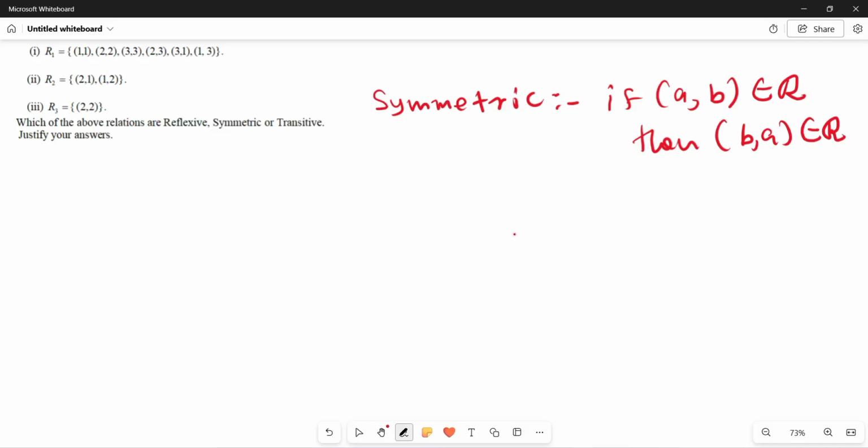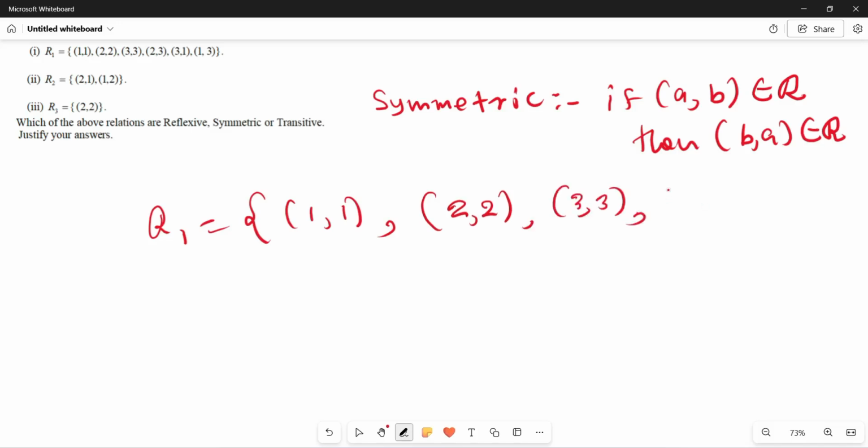Okay, now see about the R1. Here we can say (1, 1) is there. The reverse of this one is also okay, right? (2, 2) is also there. (3, 3) is also there. Then (2, 3) is also there. Now if (2, 3) is there, (3, 2) also should be in the relation. Can you see the (3, 2)? No, you can't. And (3, 1) is also there. Then (1, 3) also should be there. But you can see (1, 3) is also there. But the only problem is this one.